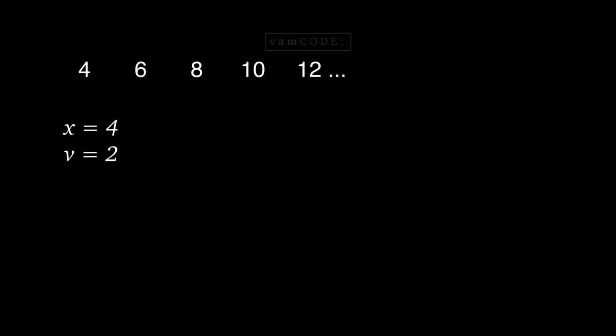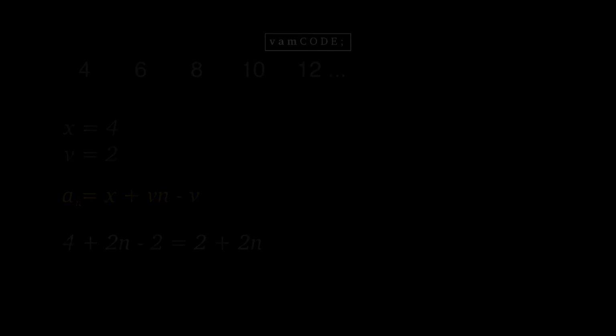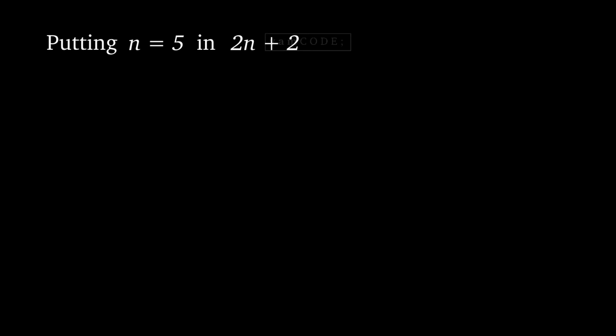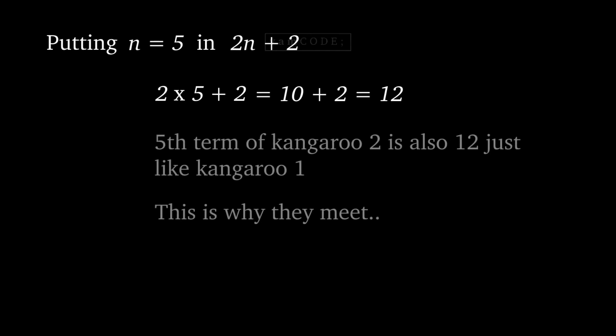Let's make a formula for our second AP for Kangaroo 2. X is equal to 4, which is the first term or the starting position, and V is equal to 2, which is the velocity of Kangaroo 2. So we get 4 plus 2n minus 2, which is 2 plus 2n. Let's see what happens if we check for the fifth term. Putting n equal to 5, we get 2 plus 2 into 5, which is 2 plus 10, which is 12. So the fifth term in Kangaroo 2's AP is also 12.